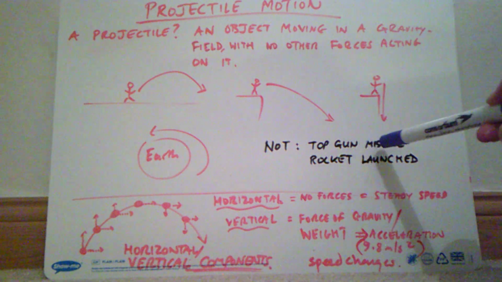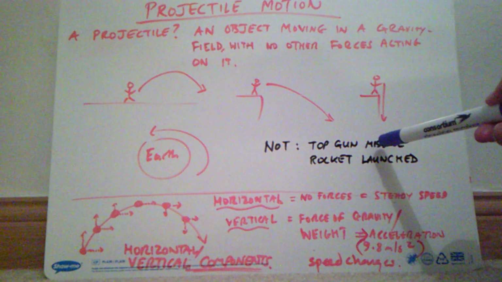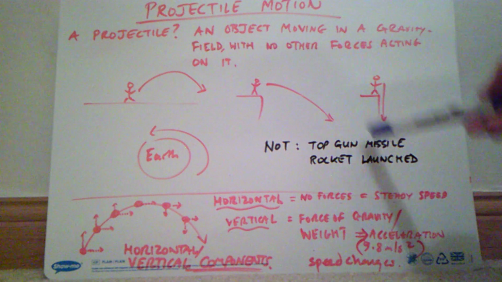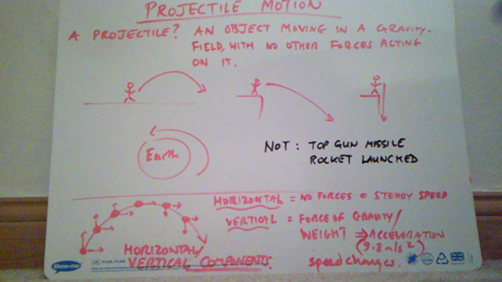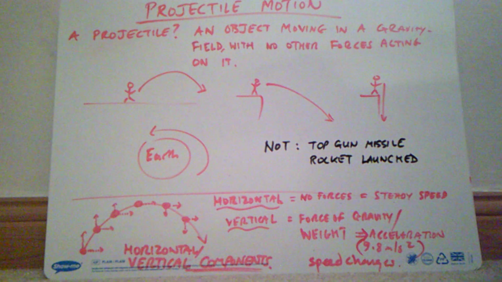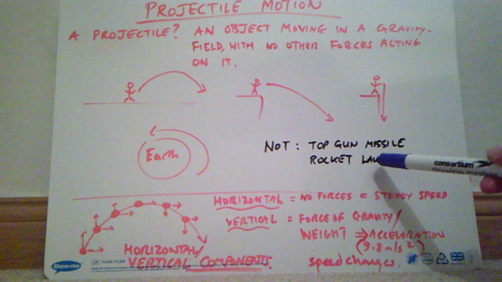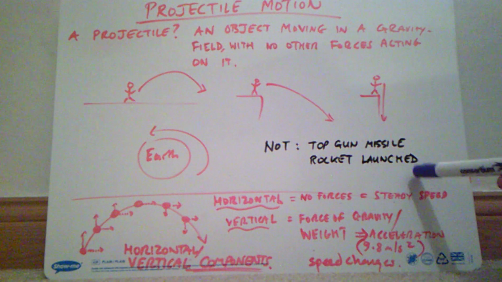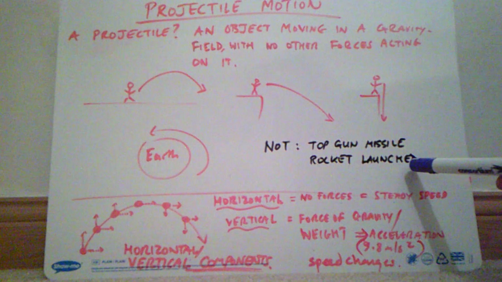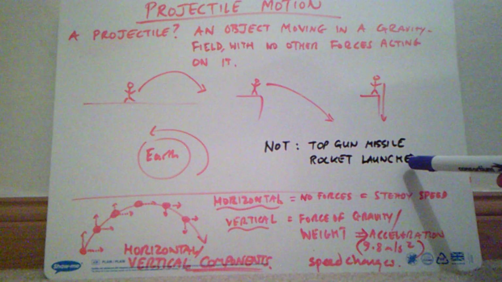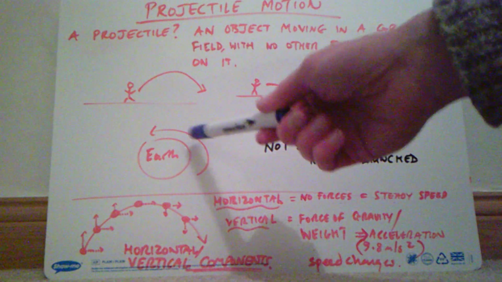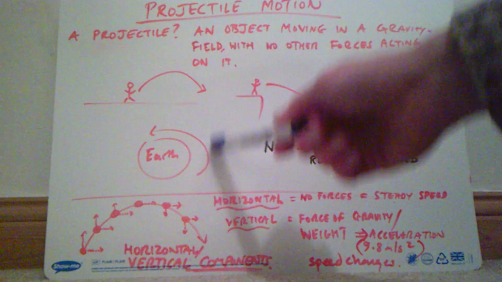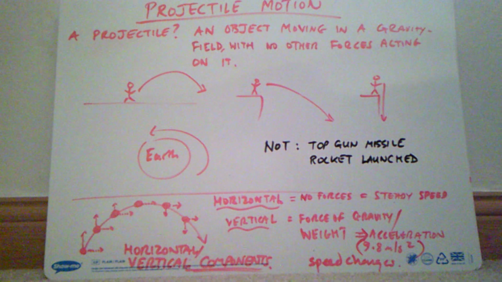A Top Gun missile shot from a fighter jet is not projectile motion, because it's got the thrust of a rocket engine on. Similarly, a rocket, when it's launched and going upwards, has continual thrust from its rocket engines, so that's not a projectile. Once the burn is finished and your satellite is in orbit, then that is projectile motion.